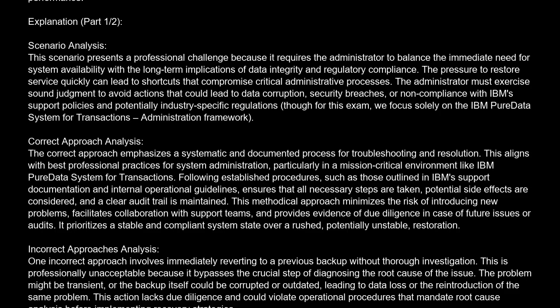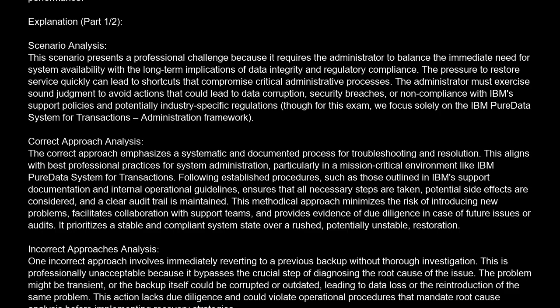The administrator must exercise sound judgment to avoid actions that could lead to data corruption, security breaches, or non-compliance with IBM support policies and potentially industry-specific regulations. Though for this exam, we focus solely on the IBM PureData system for transactions administration framework. Correct approach analysis. The correct approach emphasizes a systematic and documented process for troubleshooting and resolution. This aligns with best professional practices for system administration, particularly in a mission-critical environment like IBM PureData system for transactions.